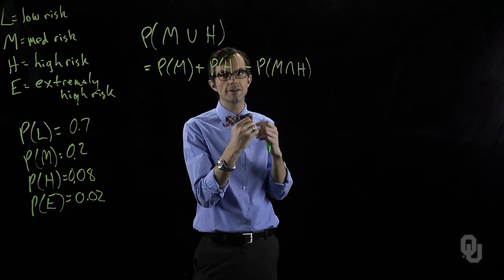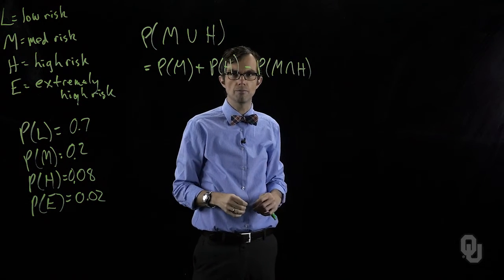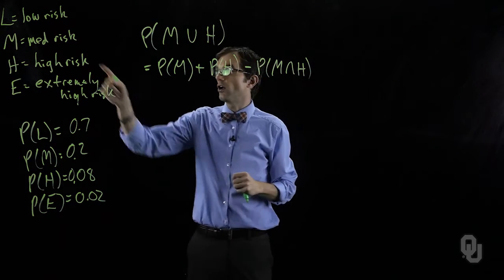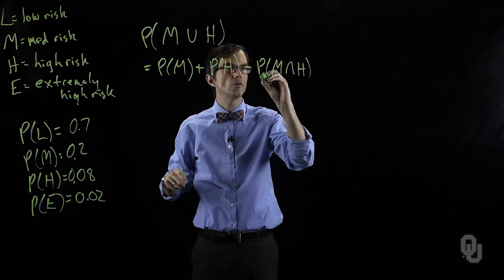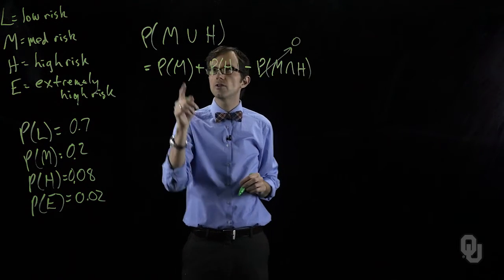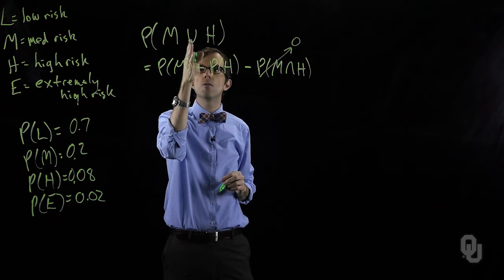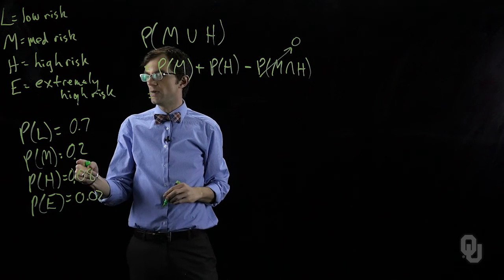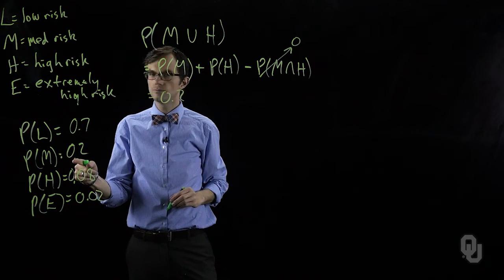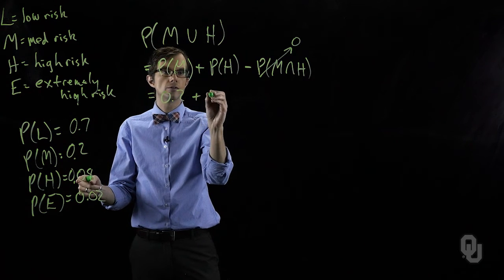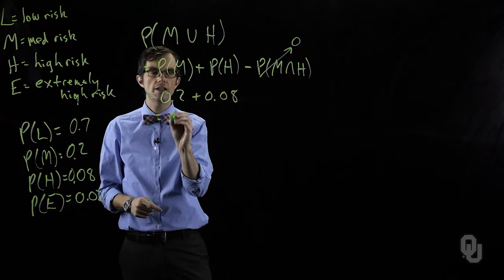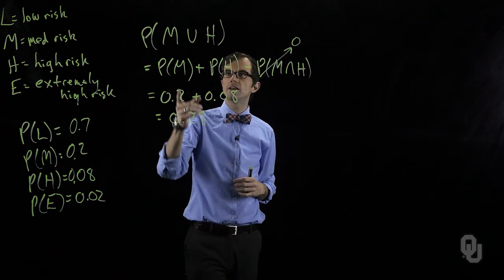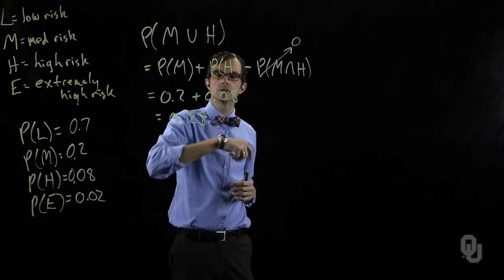We can't have a project that's both medium and high risk at the same time. That just doesn't occur. There is no intersection. Again, all of these are mutually exclusive events. So this probability is 0. So now the probability that we have a medium or a high-risk project is just the sum of these 2 probabilities. The probability of a medium-risk project, 0.2. The probability of a high-risk project, 0.08. So that is 0.28. So the probability that the next project that comes in is either medium or high risk, 0.28.